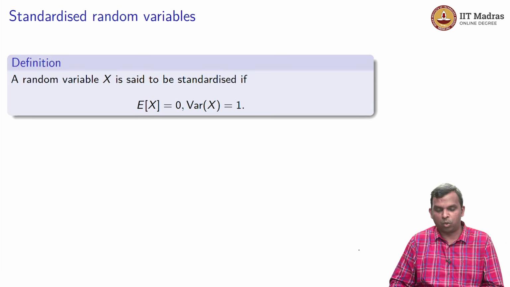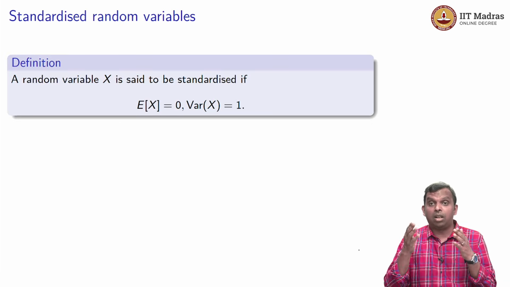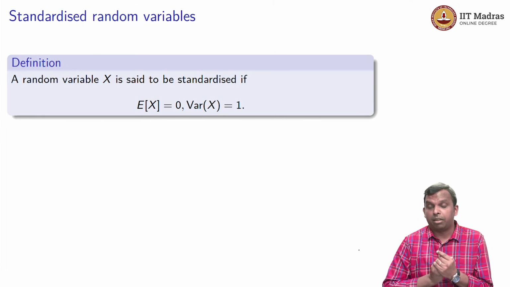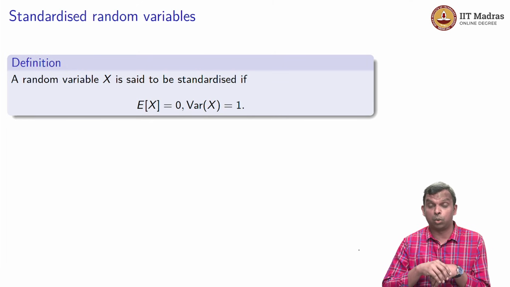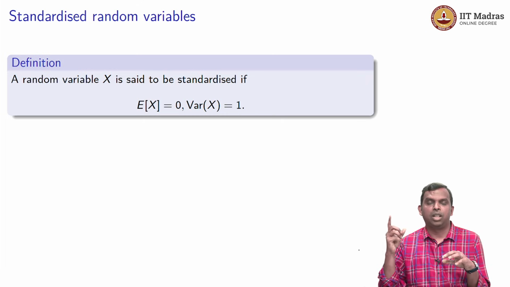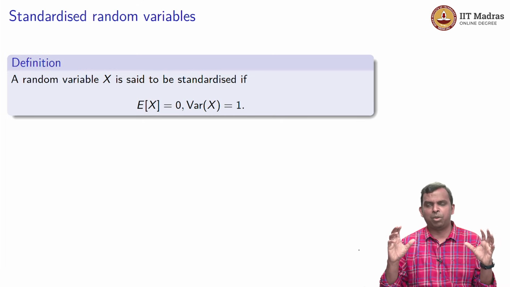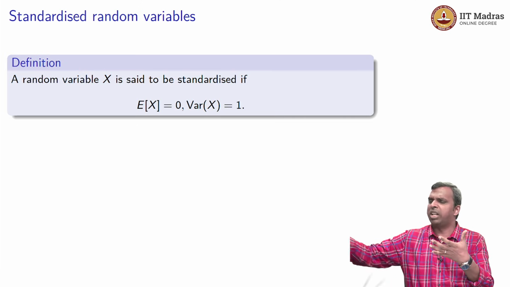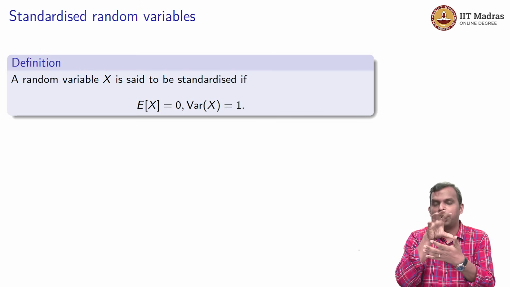So we saw in the expected value that by translating you can make the expected value of a random variable 0. Now here is something that you can do a little bit more. You can say a random variable is standardized if the expected value is 0 and the variance is 1. If you have a random variable that is not around 0, but is translated somewhere else, you can move it and make it 0.